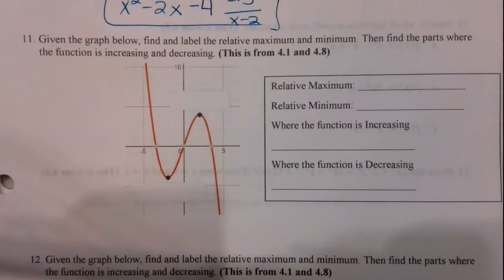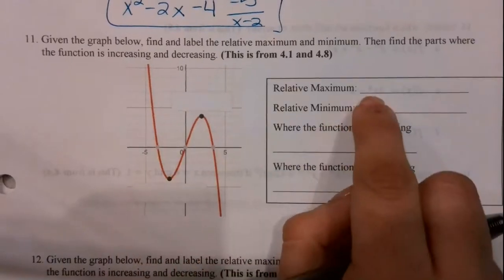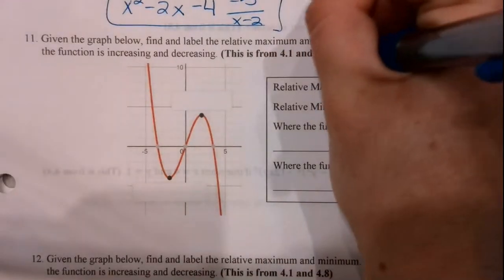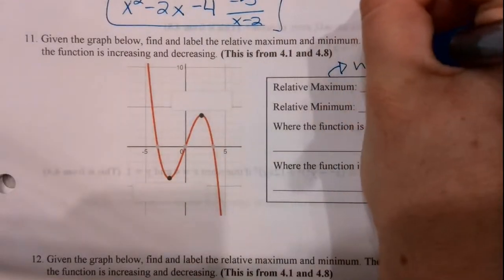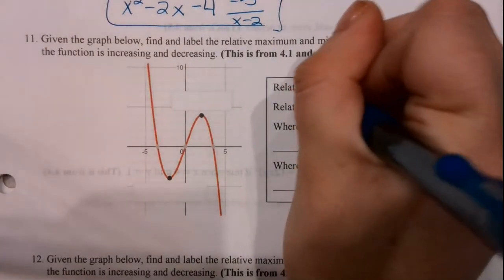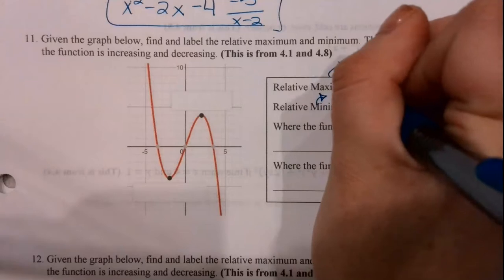Okay. So number 11 is giving me this graph, and it wants me to find and label the relative maximum and the relative minimum, and then say where the function is increasing and decreasing. So, the first thing it's asking for is the relative maximum. Remember, this is the high point, and then relative minimum is the low point.